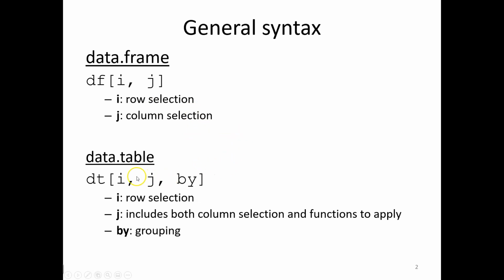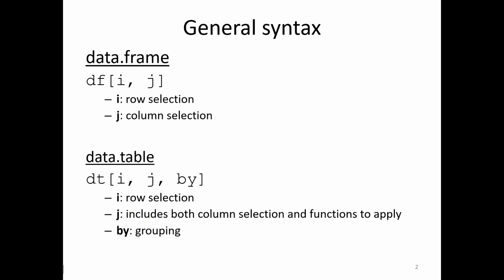In data table you have three things with two commas. So you have i, j, and by. And i is very similar to the data frame with the row selection. And j lets you select the columns, but it's also a place where you can put actual functions.